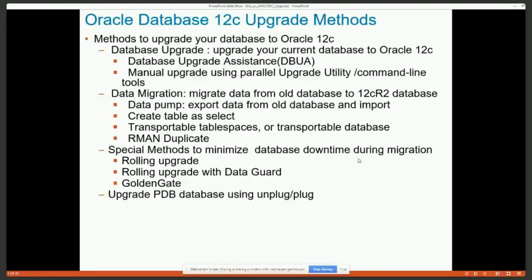Then there are other things you also need to think about, which is how to minimize your downtime. That's very, very critical: how much downtime you can have for your upgrade. It depends on your SLA. So if your business just cannot have any downtime, you may want to think about what method to use to reduce downtime. Some of the methods include rolling upgrade, and rolling upgrade with Data Guard or GoldenGate. That's something you may want to think about to reduce your downtime.